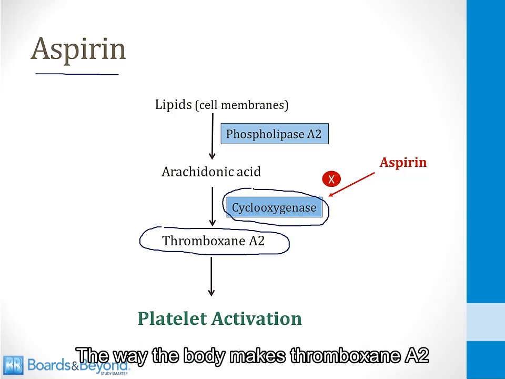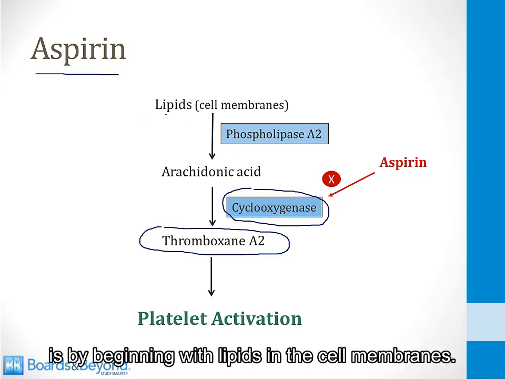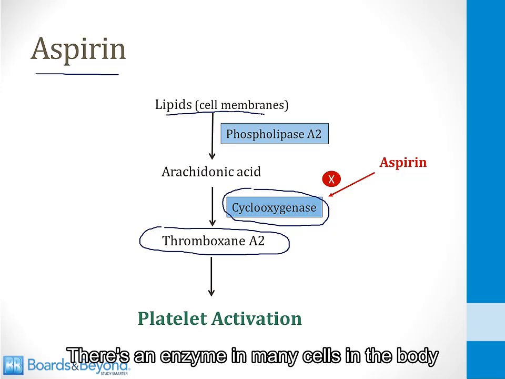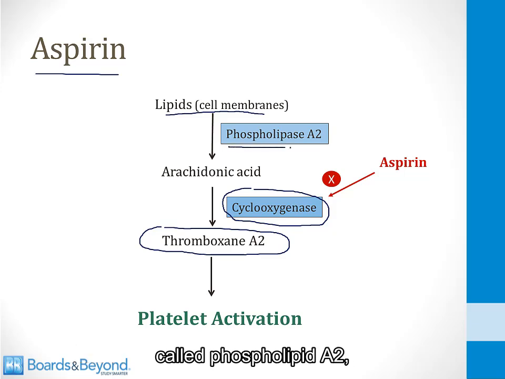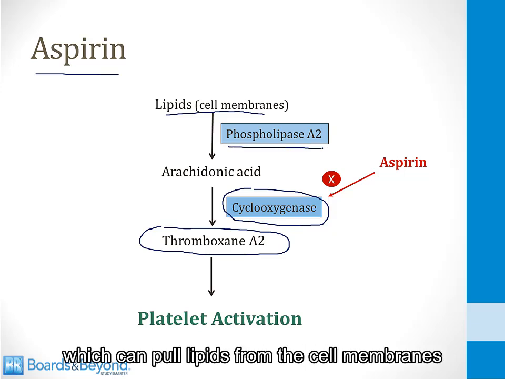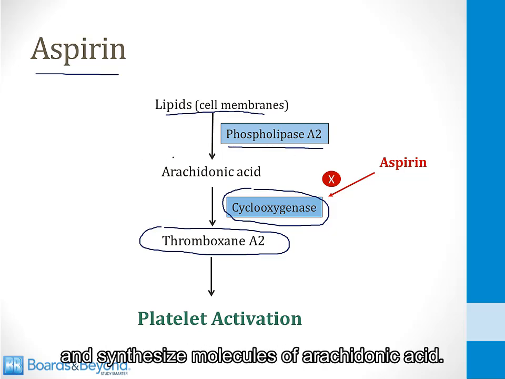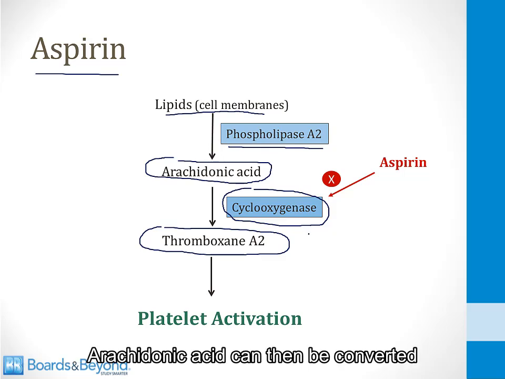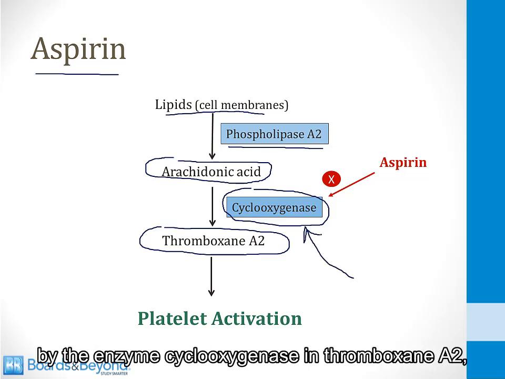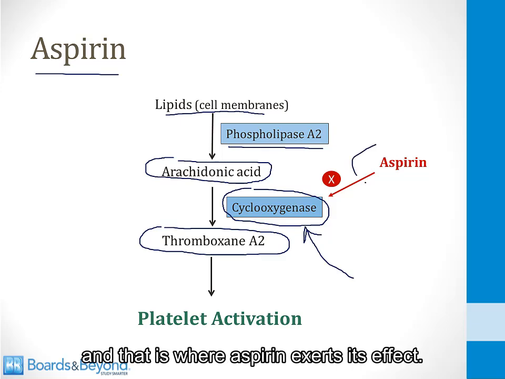The way the body makes thromboxane A2 is by beginning with lipids in the cell membranes. There is an enzyme in many cells in the body called phospholipase A2, which can pull lipids from the cell membranes and synthesize molecules of arachidonic acid. Arachidonic acid can then be converted by the enzyme cyclooxygenase into thromboxane A2, and that is where aspirin exerts its effect.